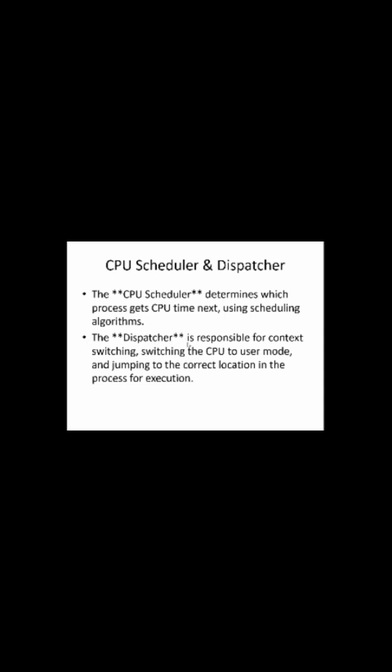Next, the dispatcher. The dispatcher is responsible for the context switching, switching the CPU to user mode and jumping to the correct location in the process for execution. So it is used to switch the CPU to the user mode, which will jump to the correct location in the process for execution.